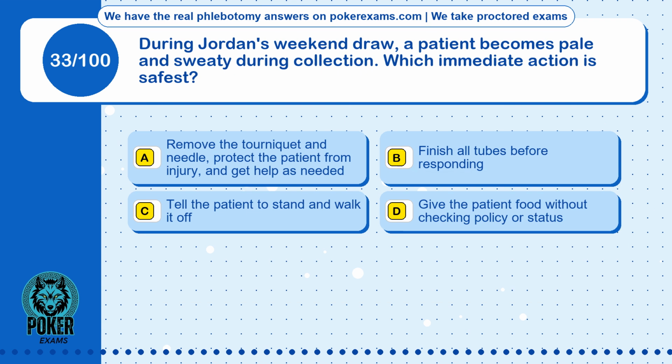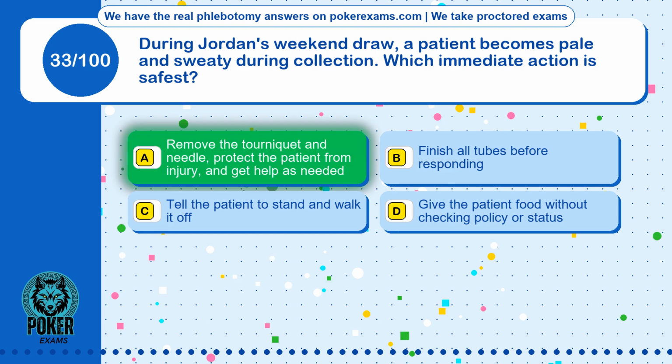Question 33. During Jordan's weekend draw, a patient becomes pale and sweaty during collection. Which immediate action is safest? Option A. Remove the tourniquet and needle, protect the patient from injury, and get help as needed. Option B. Finish all tubes before responding. Option C. Tell the patient to stand and walk it off. Option D. Give the patient food without checking policy or status.